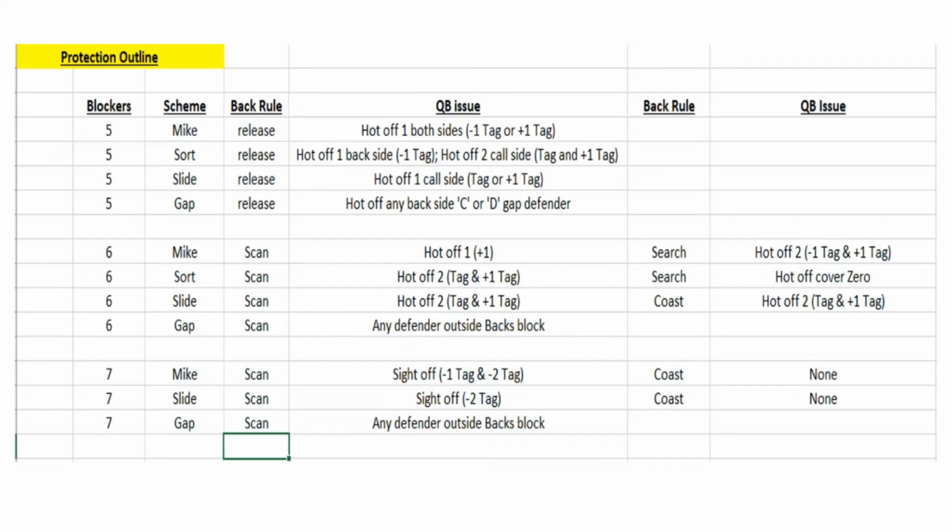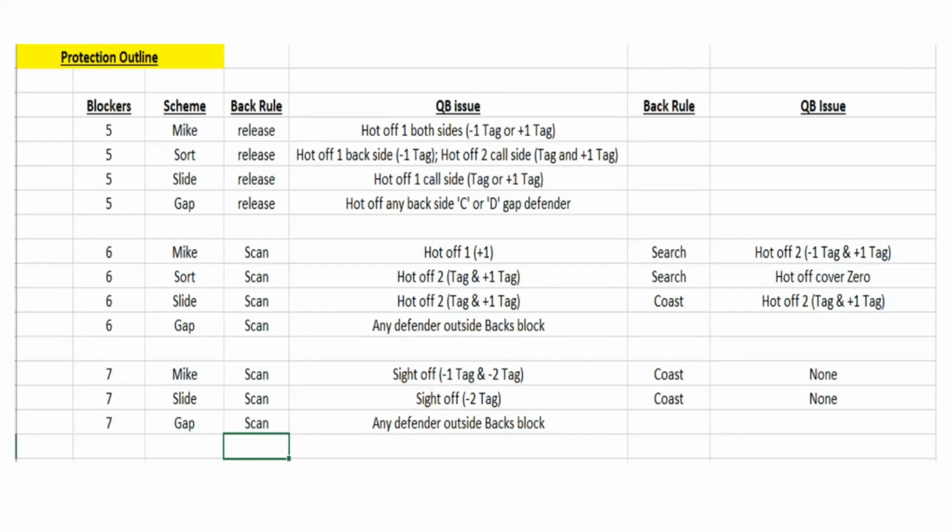And by scheme, you might already have a quick game throw in and the hot doesn't matter. But that's just, I'm trying to share the issue with you. So a 5-man Mike scheme, the issue is you're hot on both sides. If you've got a 5-man sort scheme, then you're hot 1 to the backside. So if you're sorting to the Mike and Sam and they bring Will, the quarterback's hot.